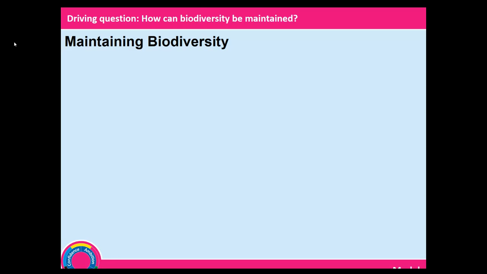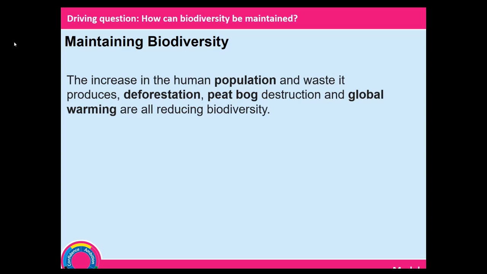Maintaining biodiversity. With the increase in human population, we need more land to dispose of our waste. We need more land to build houses. We need more land for farming. And so we're destroying the forest. Deforestation goes on. We're burning the peat bogs. And all of that eventually leads to global warming, which causes reduction in biodiversity.